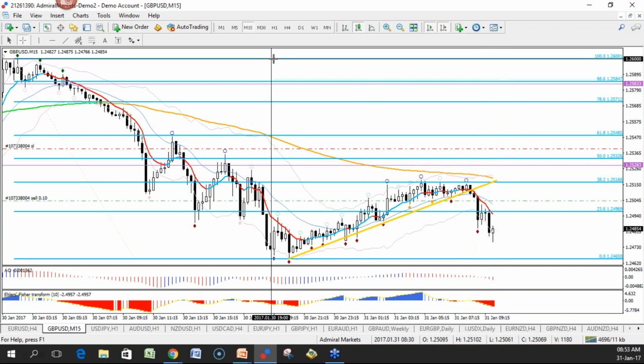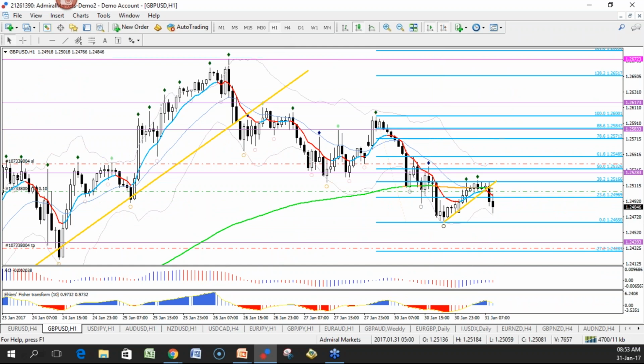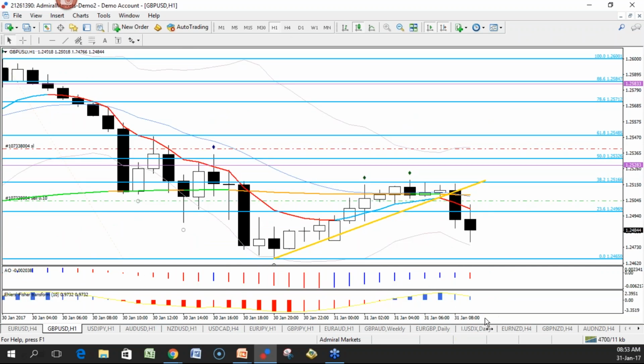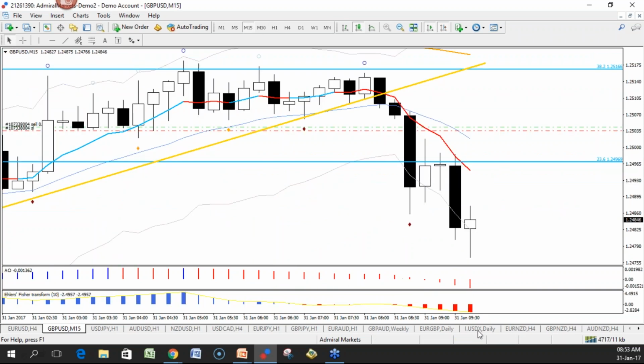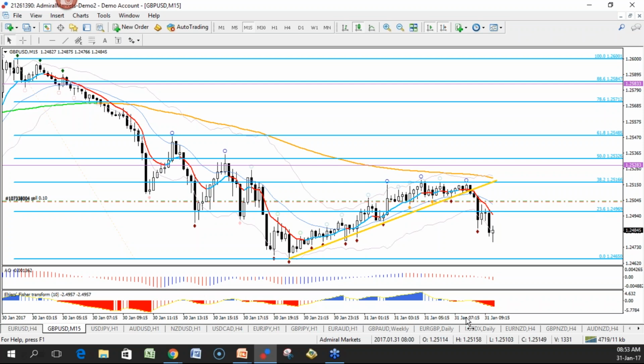I don't have anything against moving the stop loss. In fact, in a few minutes, this candle would be closed as well. This is an hourly candle, so I don't mind moving the stop loss above this candle's high and just moving it to break even like this.